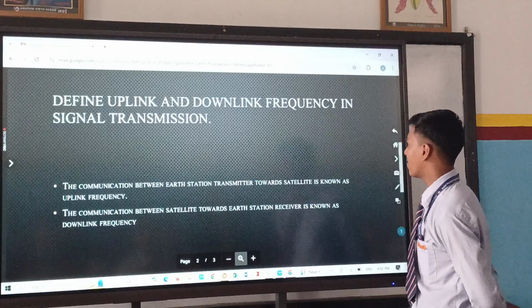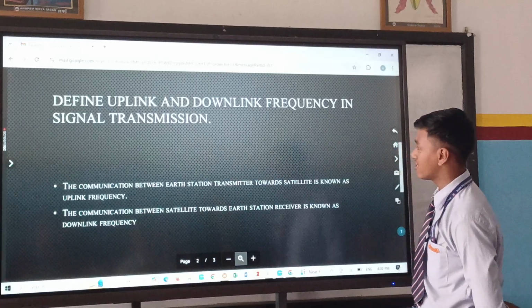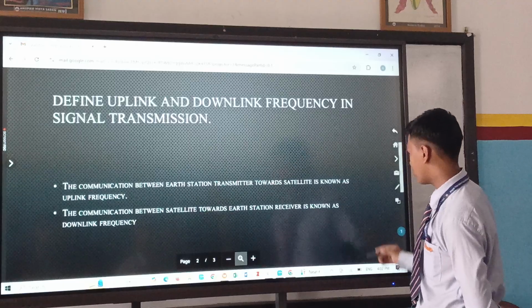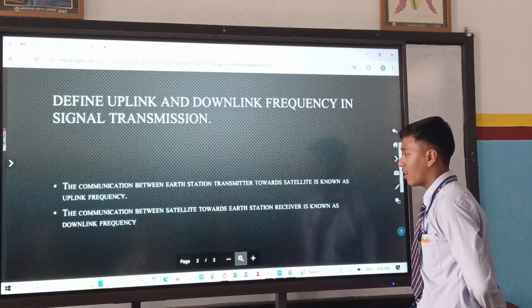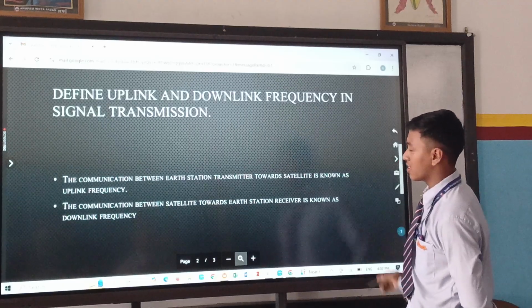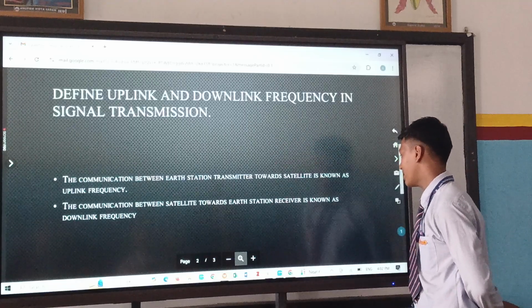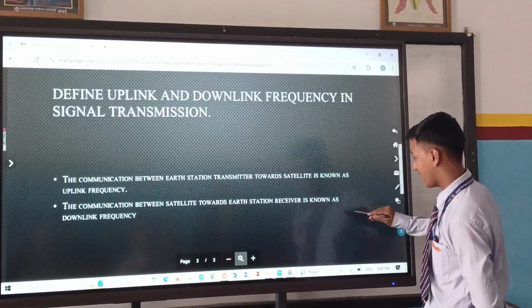Define uplink and downlink frequency in signal transmission. The communication from the Earth station transmitter towards the satellite is known as uplink frequency. The communication from the satellite towards the Earth station receiver is known as downlink frequency.